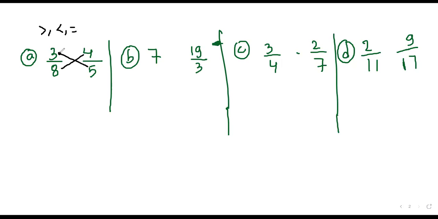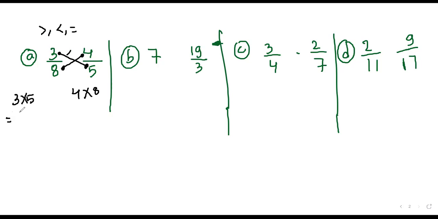Just be aware that the first cross is going to connect the numerator of the first fraction and the denominator of the second fraction. And the second cross, the top of the second cross, is going to connect the numerator of the second fraction and the denominator of the first fraction. So just try to imagine the ends of the cross. The first end is going to connect 3 and 5, so just multiply 3 and 5, right? And the second end is connecting 4 and 8, so just multiply 4 and 8.